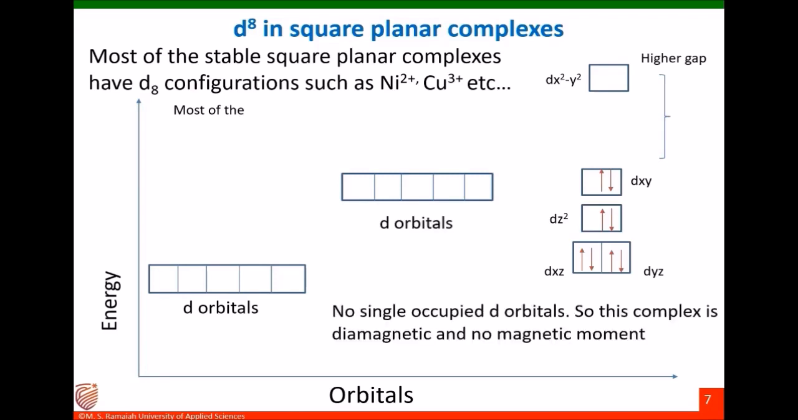And you can see most of the square planar complexes are diamagnetic, because you can find only d8 configurations in square planar complexes most of the time.